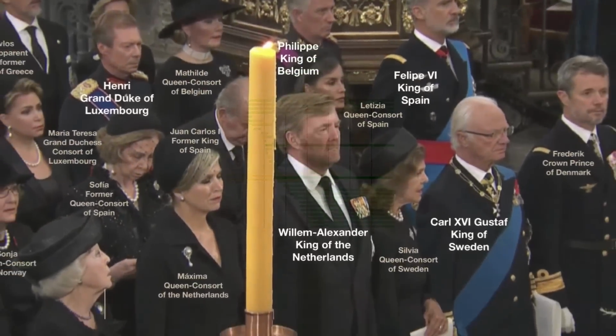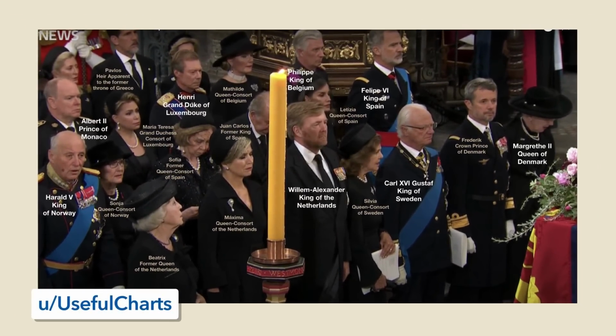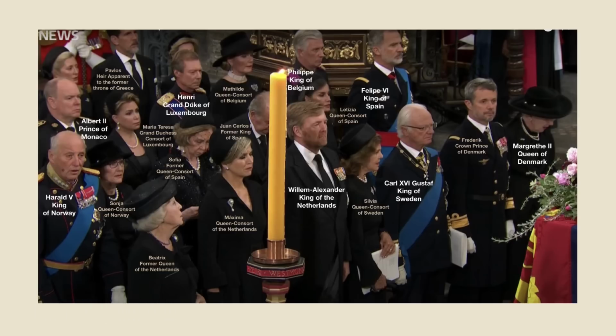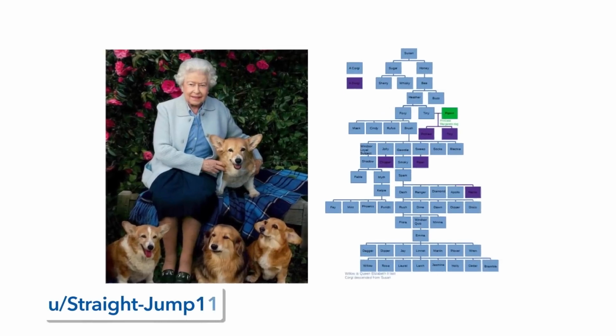Now here's something that I actually posted on the subreddit. It's not really a chart, but rather a photo from the Queen's funeral, where you can see a very rare thing occurring. 8 reigning monarchs from Europe, as well as 2 former monarchs, all standing together at the same time in the same place. And here's something a bit more lighthearted.